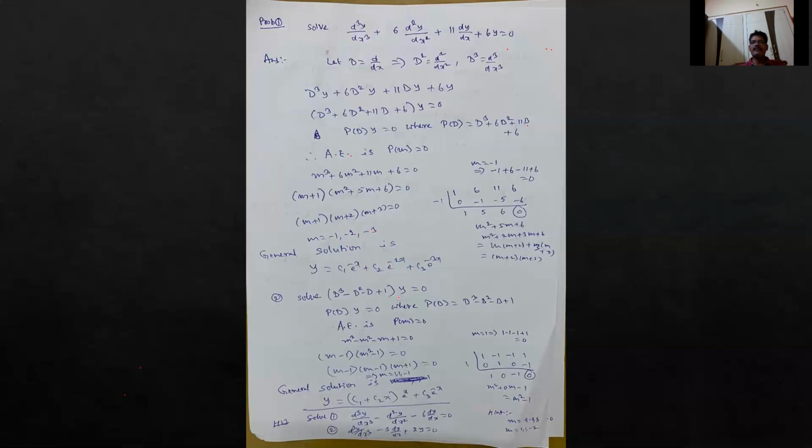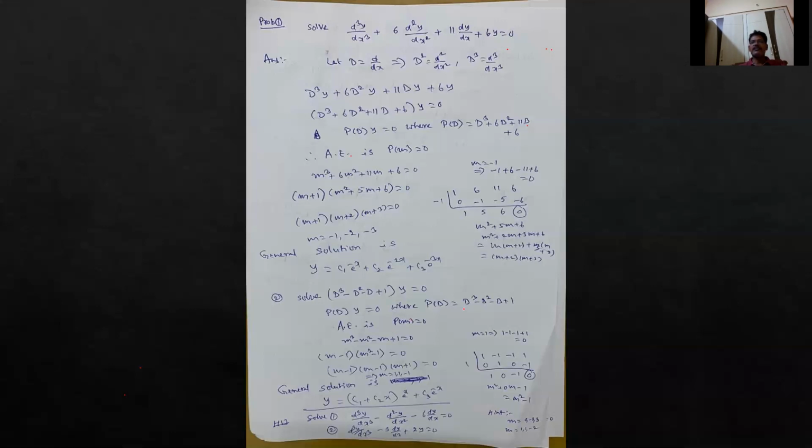So we see another example. Solve D cube minus D square minus D plus 1 of y. Comparing with P(D) y equals 0, what is P(D)? D cube minus D square minus D plus 1 equals 0. What is the auxiliary equation? The auxiliary equation is P(m) equals 0.